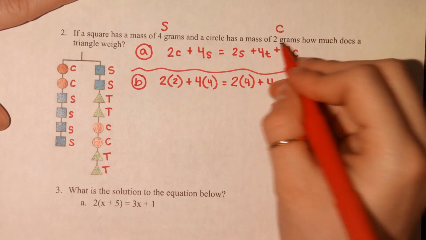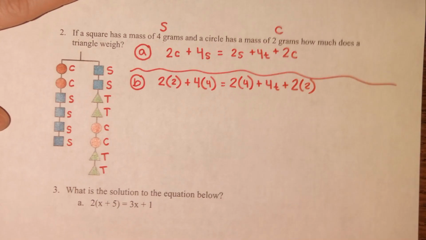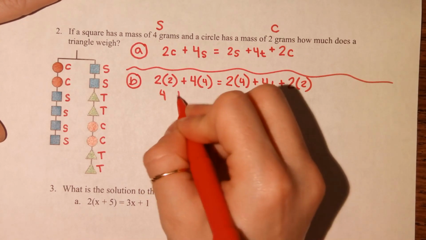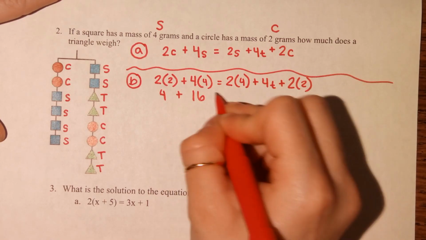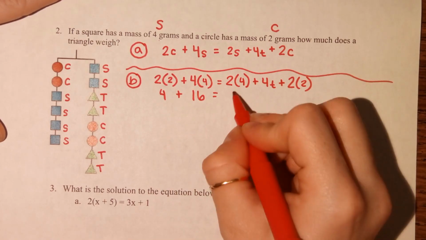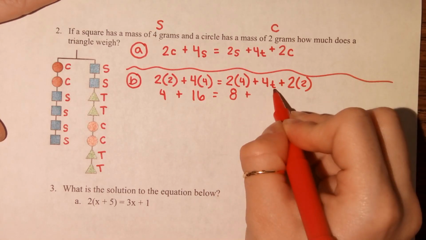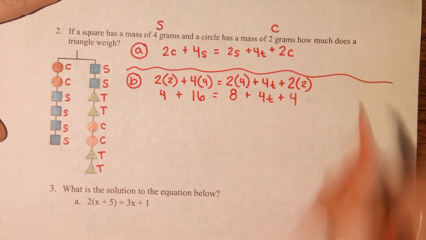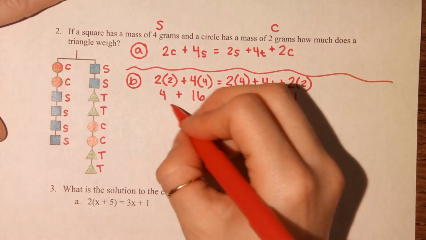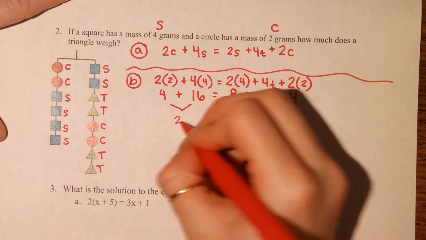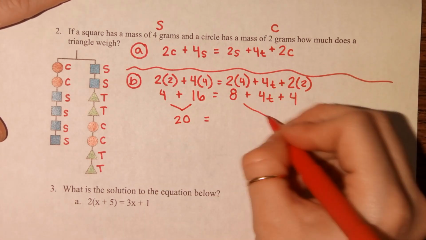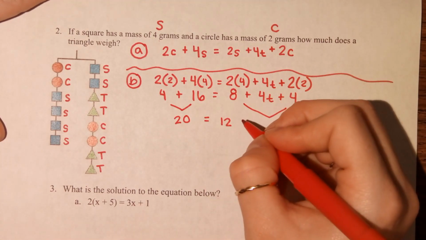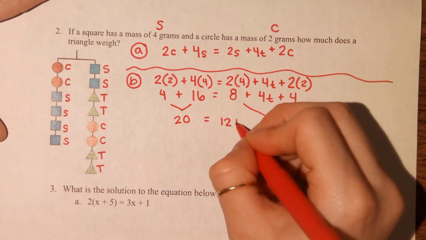Now we can work through that. 2 times 2 is 4. 4 times 4 is 16. 2 times 4 is 8. We don't know our T yet, so we can just carry that down. And 2 times 2 is 4. Now let's combine our terms. 4 plus 16 is 20. 8 plus 4 is 12. And then again, we don't know our 4T yet, so we can just bring that down right there.